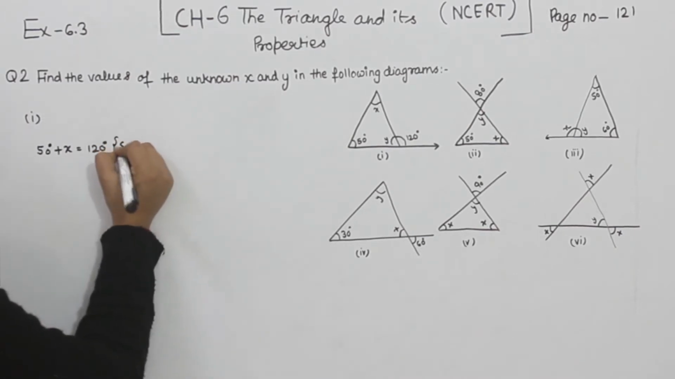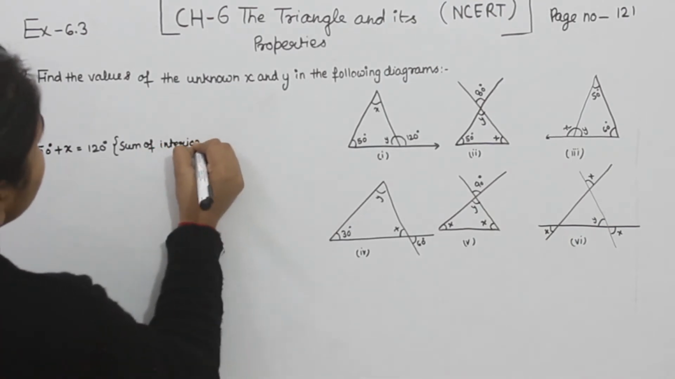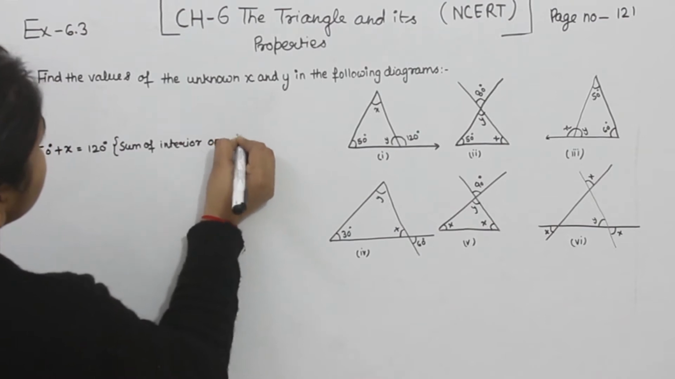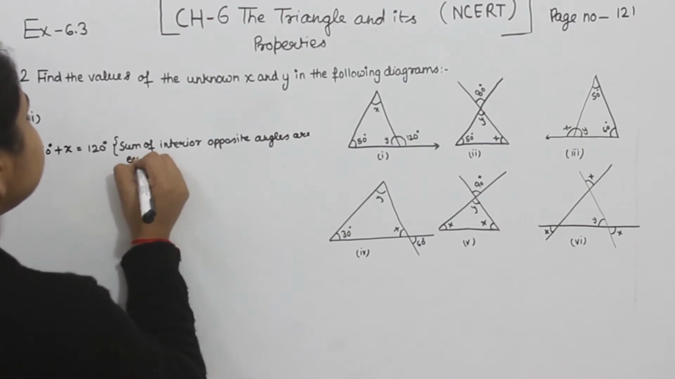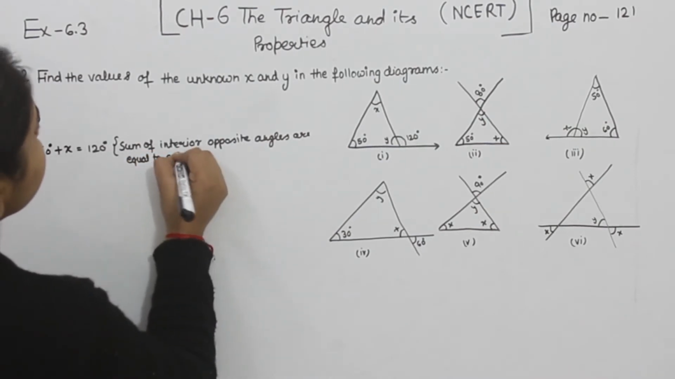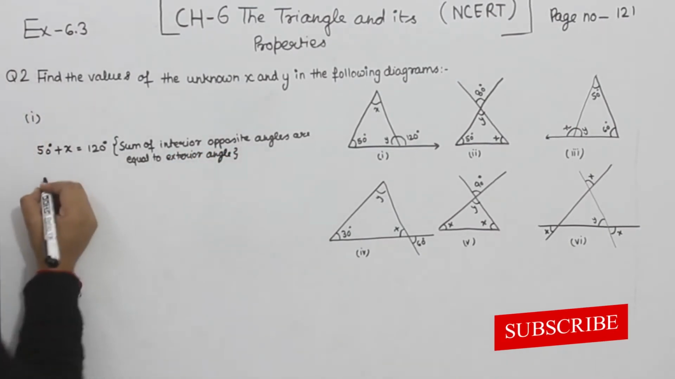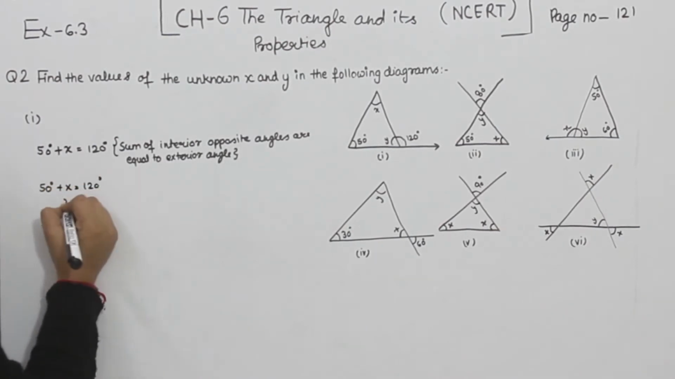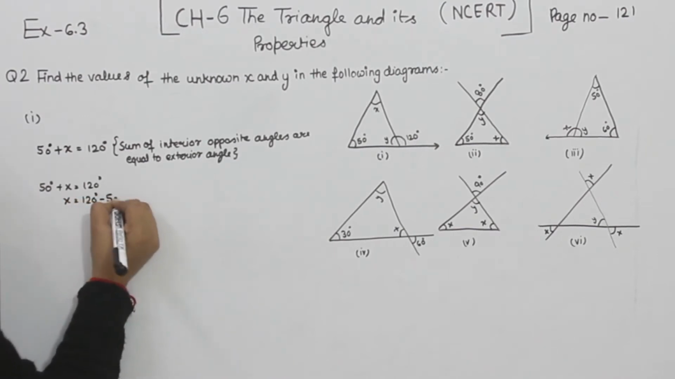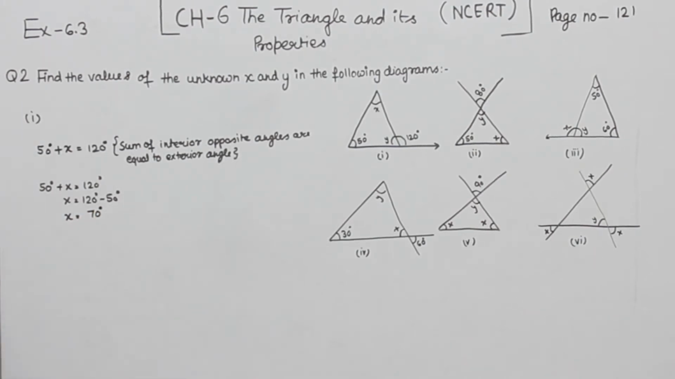So we are going to write here: sum of interior opposite angles is equal to exterior angle. So 50 degree plus x is equal to 120. Now x is equal to 120 minus 50. Now x is equal to 70 degree. So the value of x is equal to 70 degree.